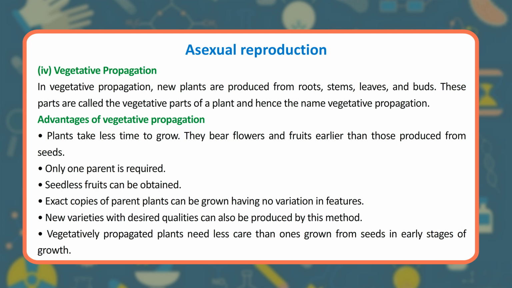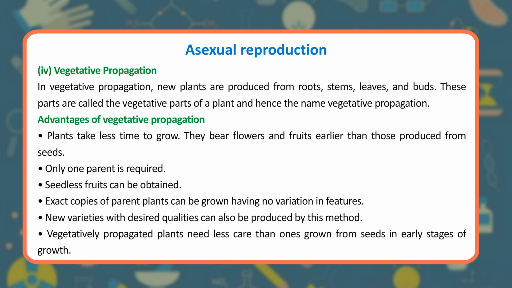4. Vegetative propagation. In vegetative propagation, new plants are produced from roots, stems, leaves, and buds. These parts are called the vegetative parts of a plant and hence the name vegetative propagation.